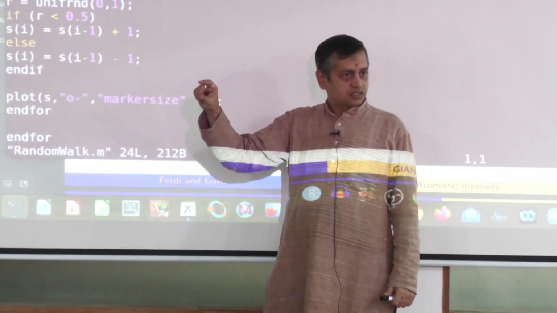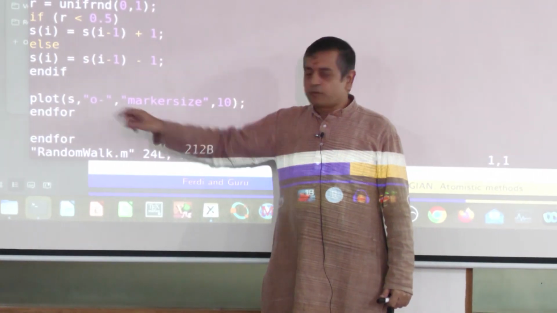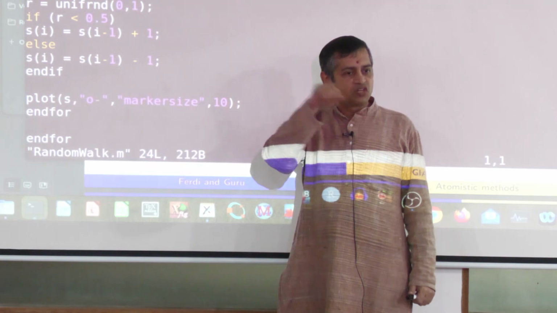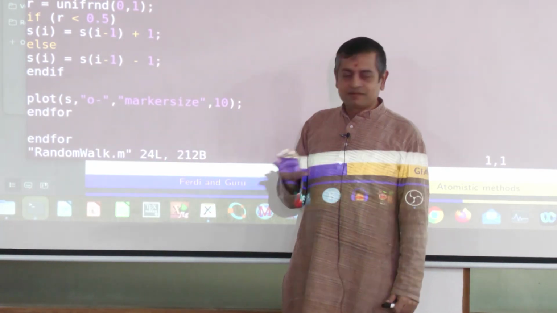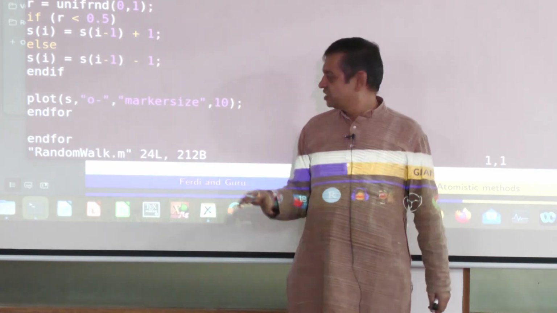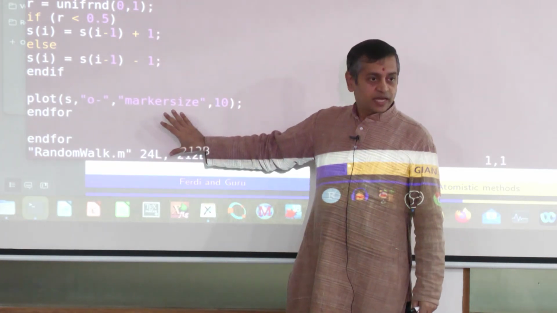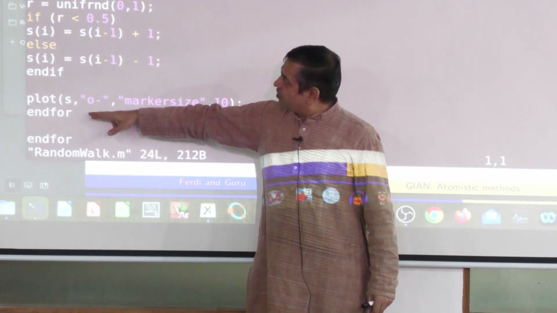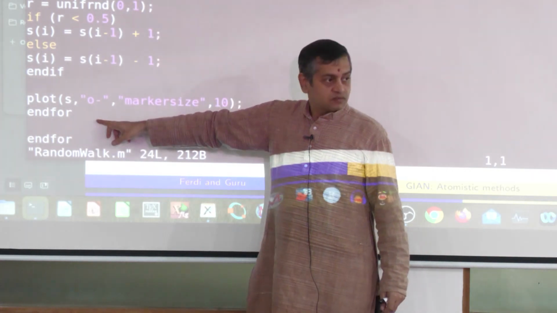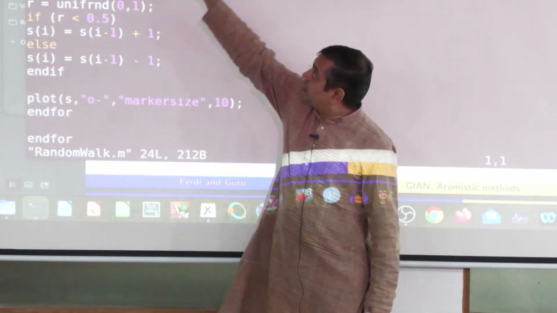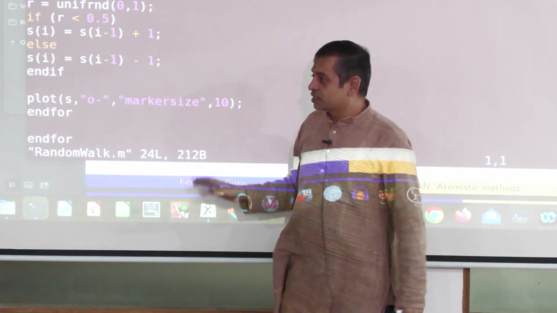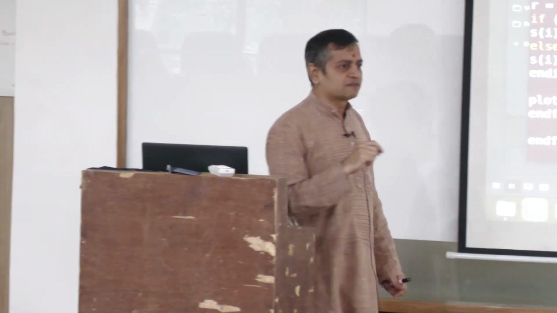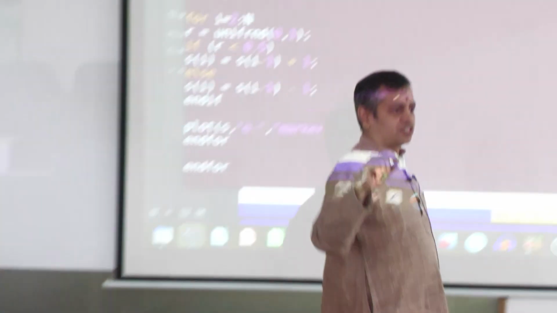I am going to plot it with a circle, and I am also going to connect it through a line. So, I can see what the random walk is, and I have given some big marker size so that it looks nice on the graph. This end for is for the walk, this end for is for the different random walks. Then, somewhere in between there is a hold on. This hold on is because it will plot on the same plot.